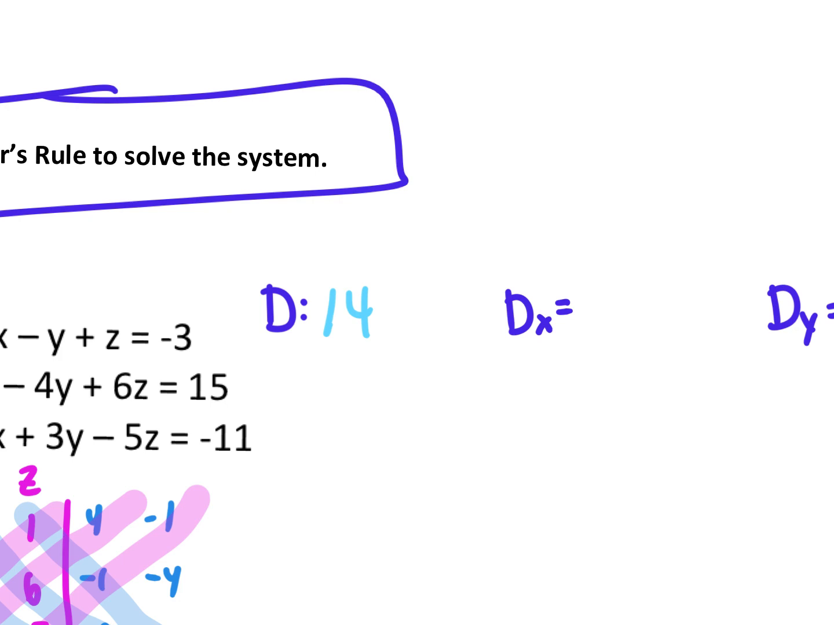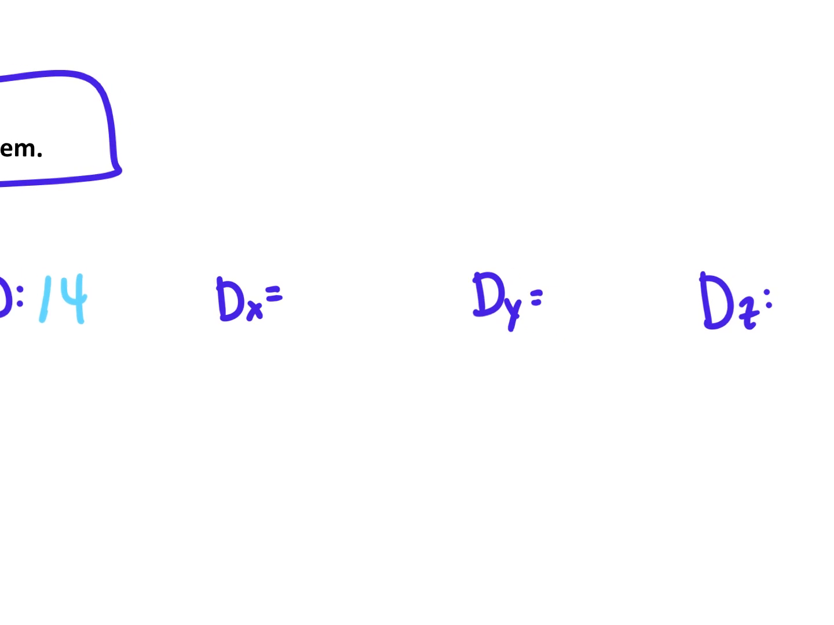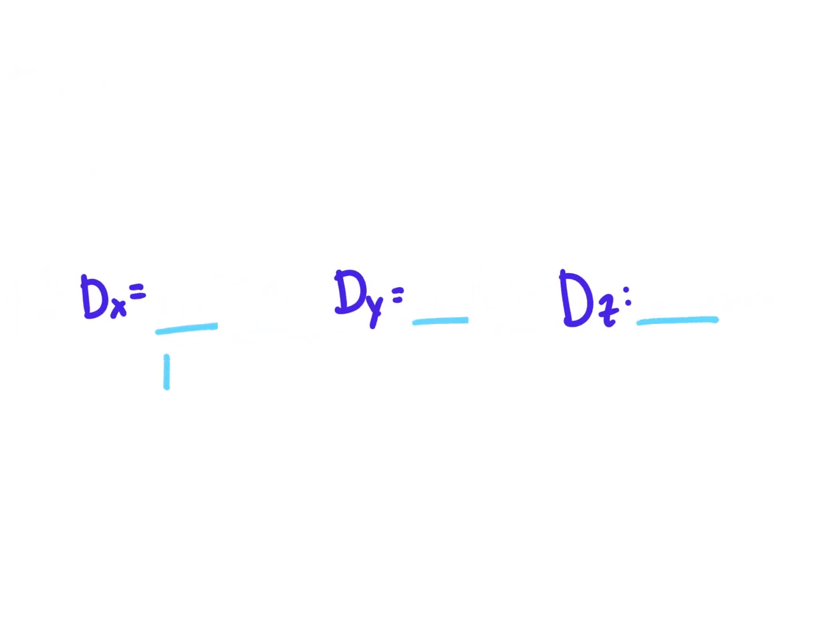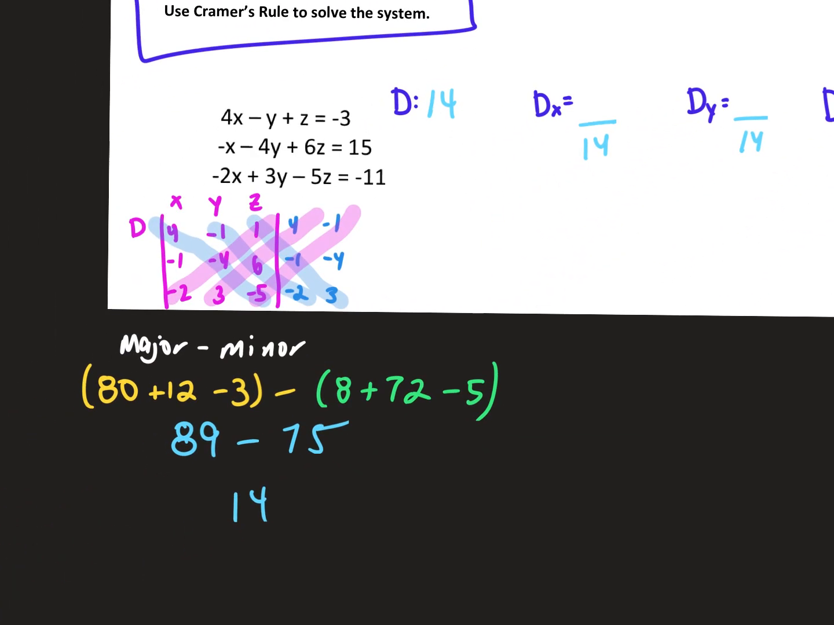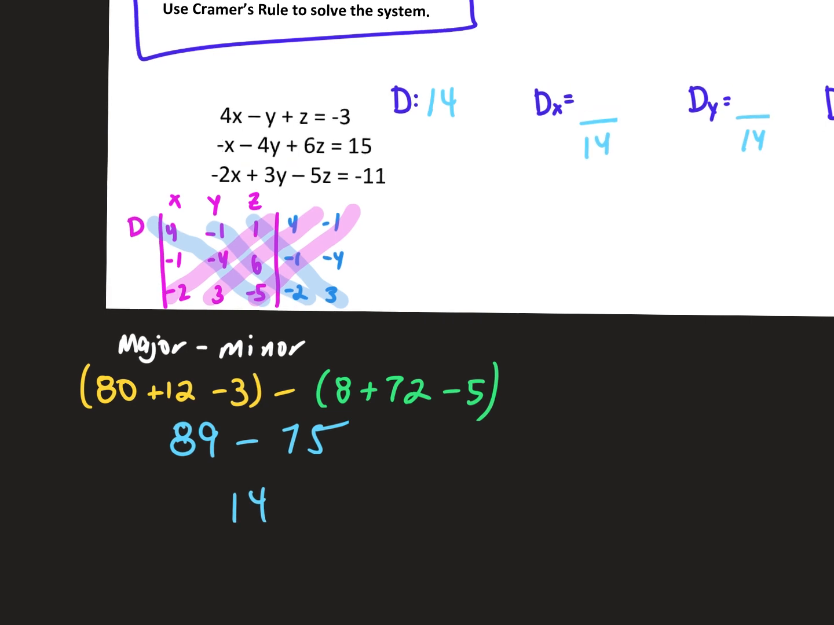If you missed this lesson, here's a little recap. What do I do with that 14 for my D sub x, my D sub y, and my D sub z? Good. 14 goes underneath here, underneath here, underneath here. If you had this backwards, if you did minor versus major, you would have gotten -14. And then if you're dividing everything by -14, your sign is going to change. So it's not the correct ordered pair. You've got to make sure your signs are right.